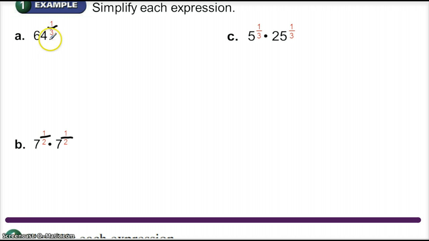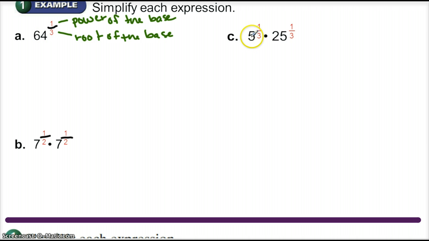Okay, so looking at A, we have 64. Now, the top, the numerator, represents the power of the base. The denominator represents the root of the base. So this is going to be 64 to the first power, but then we take the cubic root. So the cubic root of 64 to the first power.